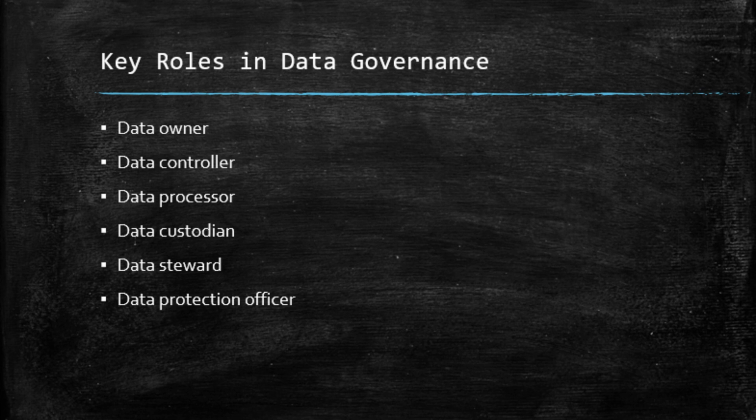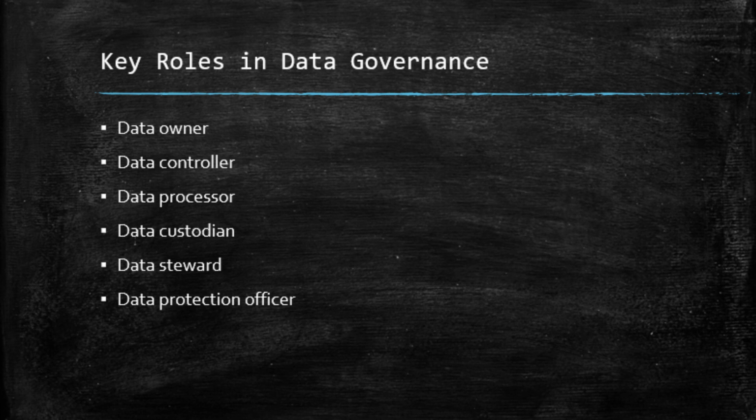Okay, so then we have data custodian. The person here is implementing the classification and security controls for the data according to the rules set out by the data owner. All right. So the data custodian implements the classification and security controls according to the rules set out by the data owner.